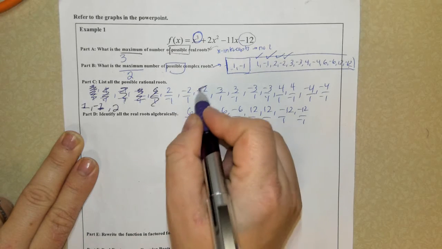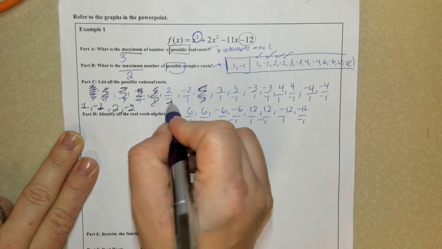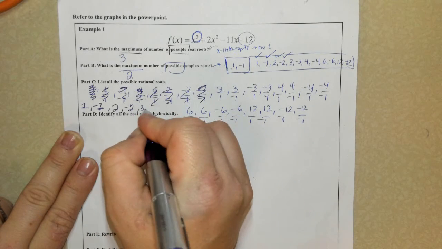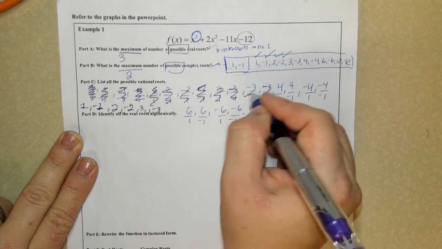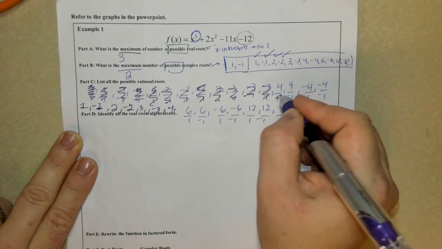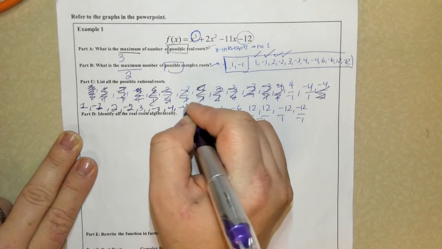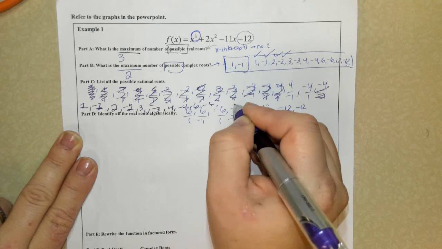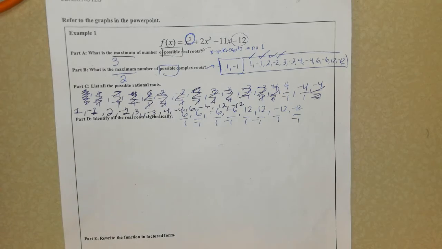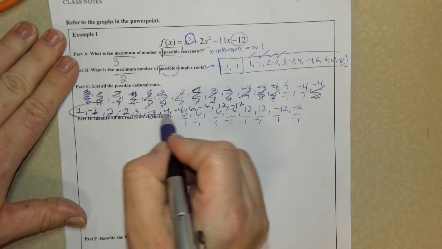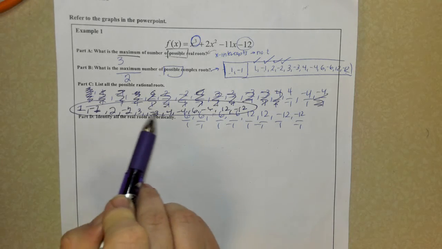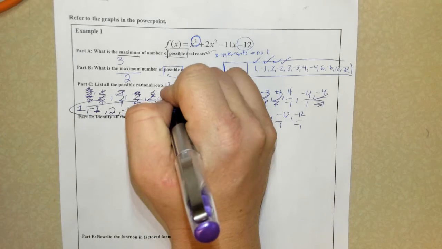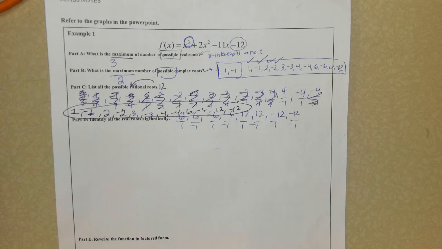and another 2, negative 2, and I can see the pattern. I have 3 and negative 3, 4 and negative 4, and I can see the pattern continue. So I have 6 and negative 6 and 12 and negative 12. So how many actual possible rational roots could there be? Doesn't mean these are all the answers. These are the possible rational roots. 1, 2, 3, 4, 5, 6, 7, 8, 9, 10, 11, 12. There are 12 possible rational roots.